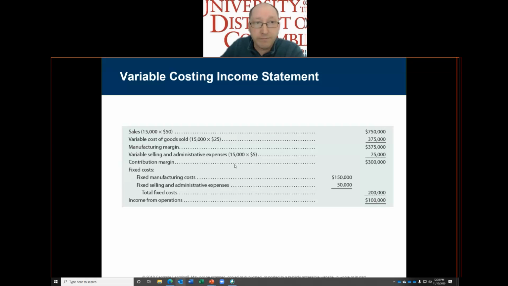That's absorption costing. Under variable costing, this is where we separate out fixed and variable based off of the activity, based off of manufacturing and based off of selling and administrative. Sales minus variable cost of goods sold equals manufacturing margin, minus variable selling and administrative expenses equals contribution margin, minus all of our fixed costs equals income from operations.